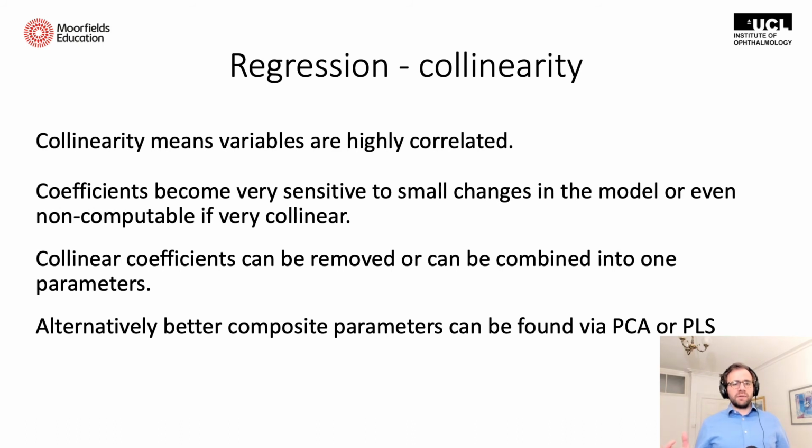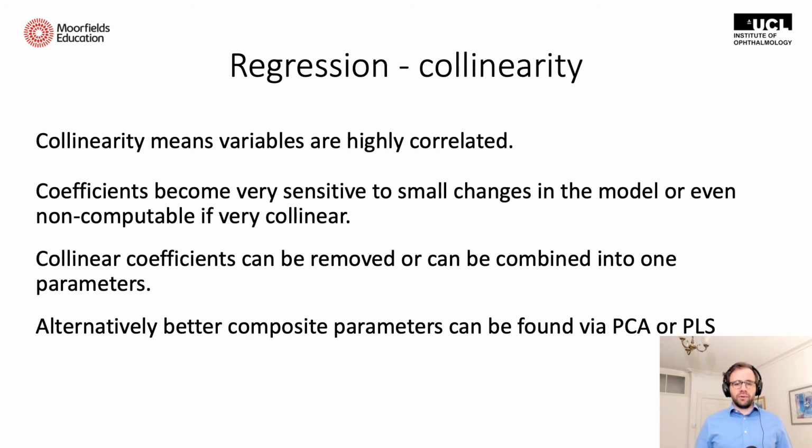Well, what's going to happen is that the coefficients will be very sensitive to small changes in the model, and if the variables are completely collinear, then the slope can't even be computed. You can't even compute the parameters for those variables. So you'll have to remove very collinear variables, or find a way of combining the variables together to reduce the number of variables. And that's what you can do with principal component analysis or partial least square regression.